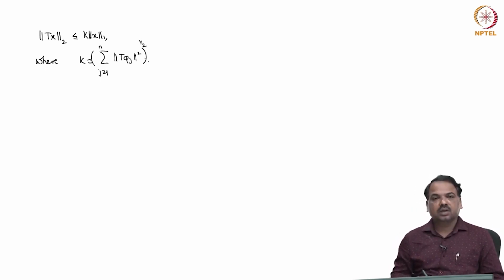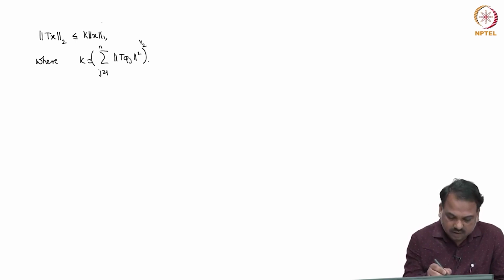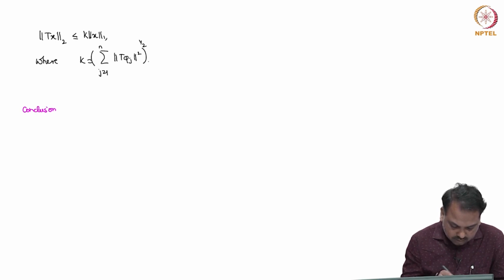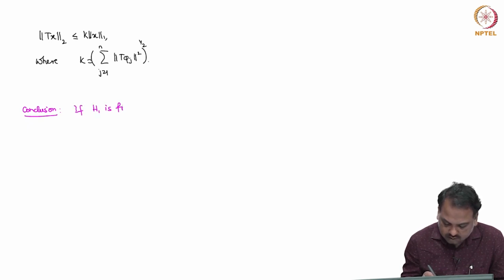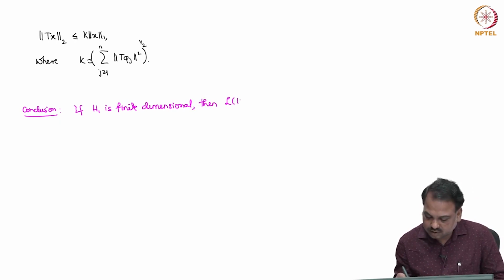So from this we can conclude that for the operator we have defined, when the domain is a finite dimensional Hilbert space, even though the map is only assumed linear, we are able to show that it is bounded. So the conclusion is the following: if H1 is finite dimensional, then L of H1, H2 is exactly the space of all bounded linear maps.